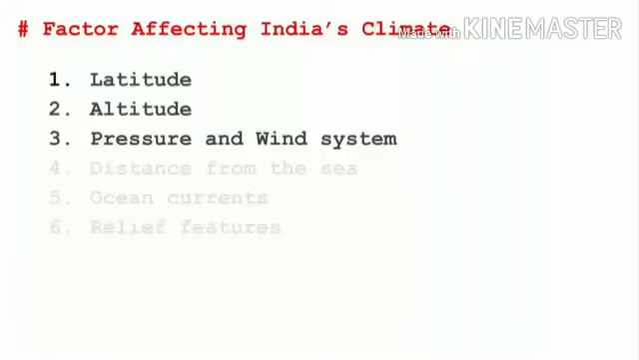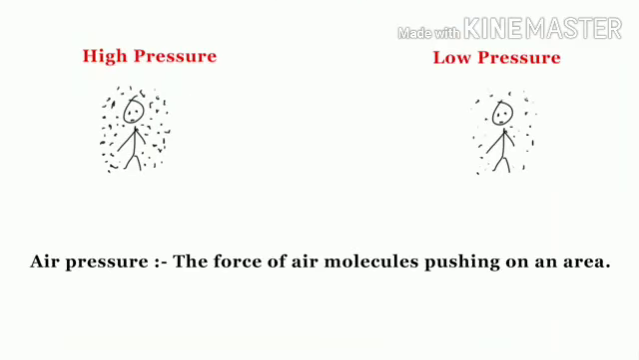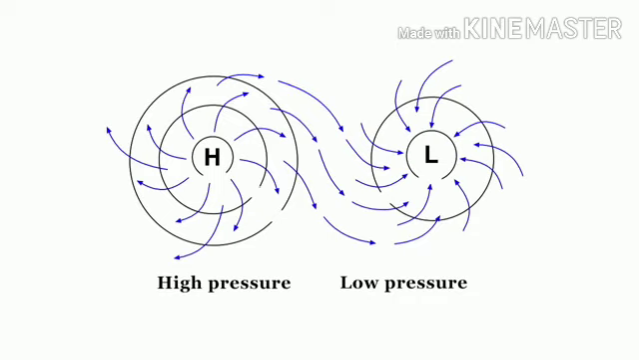The third factor is pressure and wind system. By pressure we mean high and low pressure systems. Always remember, air moves from high pressure to low pressure areas. The best way to understand this, I have given this illustration before, so I'm going to use it again. Switch on the AC in your room and leave the door open.